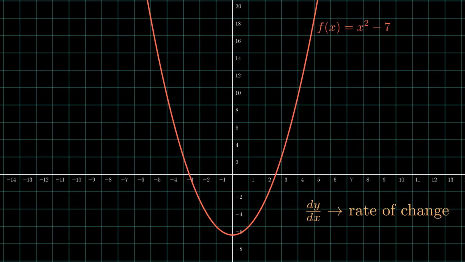I shifted it down 7 so it fit on the screen better, but this won't affect our answers, since the slope will remain the same no matter where the graph actually is. Let's just draw some tangent lines, aka slope-telling lines, to the graph at nice-looking x values and see if we can notice a pattern in what the slopes are. The first is at x equals -3. Choose 2 points along the line, do rise over run, and we get -6.